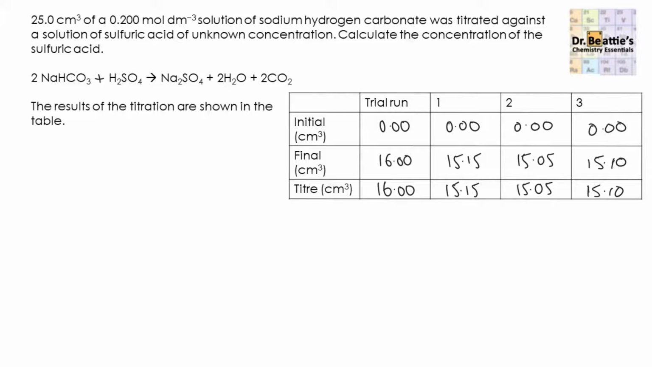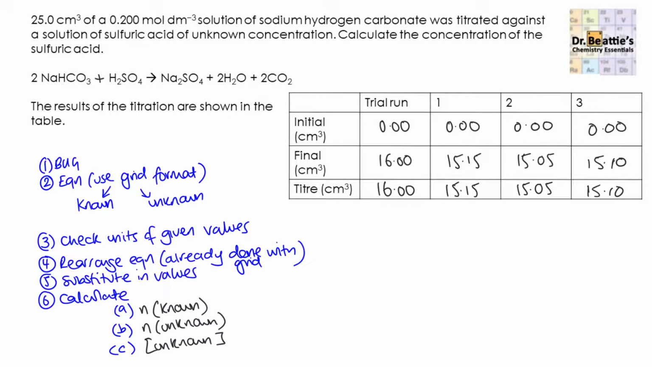Okay, so first of all, let's think about how we're going to approach this using our 6-step calculation strategy. From the previous video, we know that our strategy looks like so, and that actually we don't really have to do step 4, rearranging equations, because we're going to use our grid. Now our grid, in terms of the format of known and unknown, looks like so.